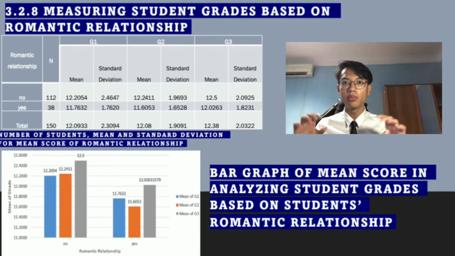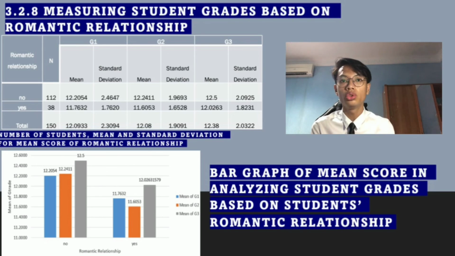Based on the figure, the mean grade of students who do not have a romantic relationship is higher than the mean grade of students who have a romantic relationship. So, from that, we can conclude that students who do not have a romantic relationship spend more time studying to get a higher grade.